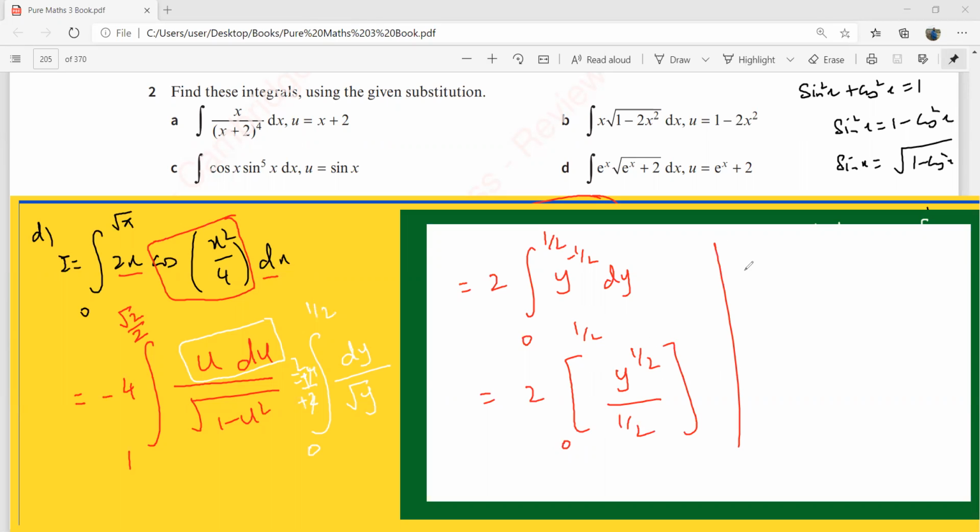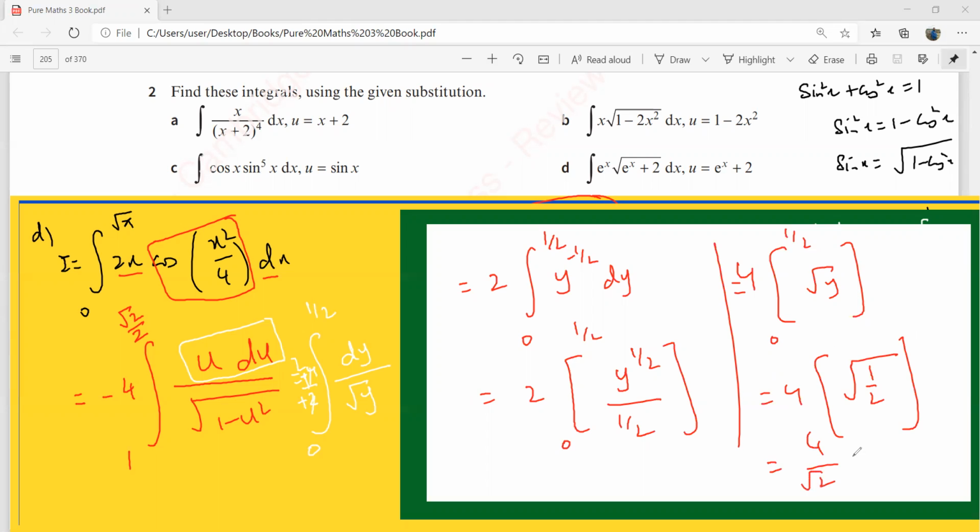This gives you 4 into the limits 0 to half, and this is going to be under root y basically. So this is 4 into the square root of half. That's it. This is 4 over under root 2, and if you rationalize this, you must get 2 under root 2.